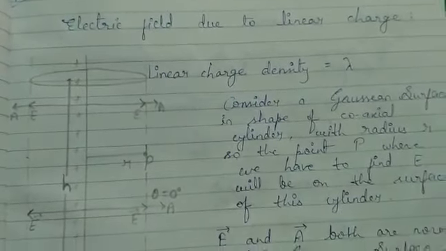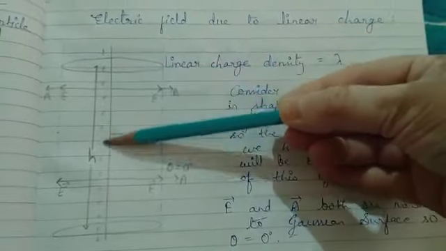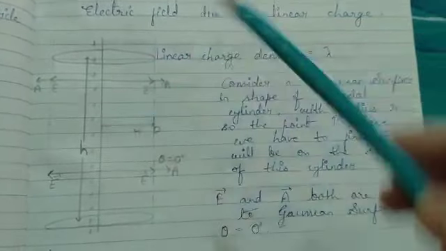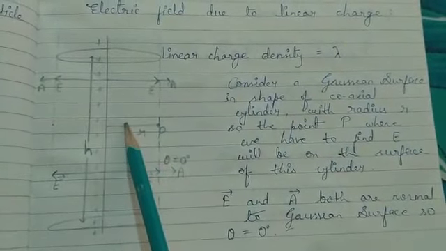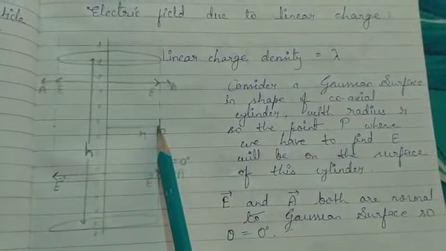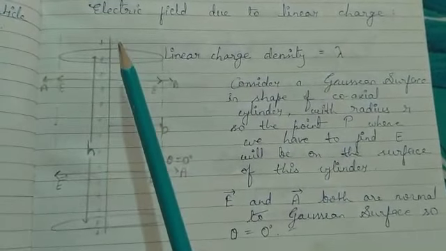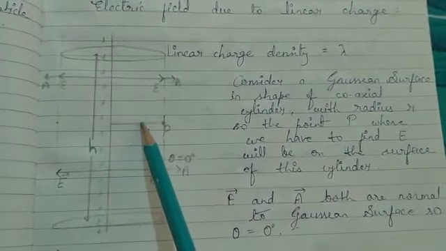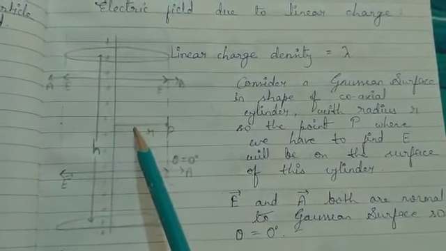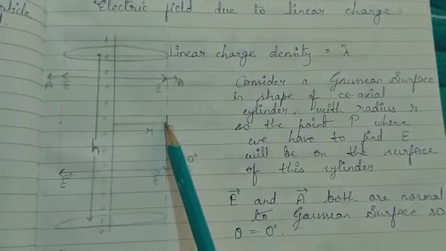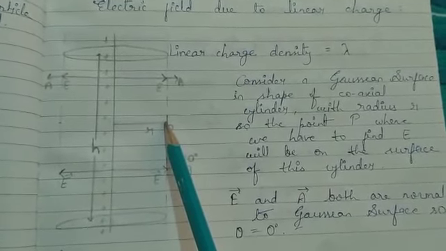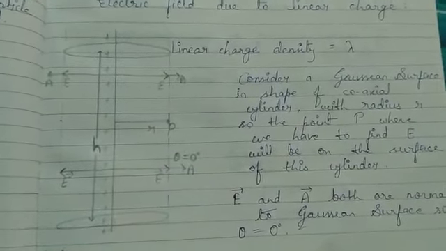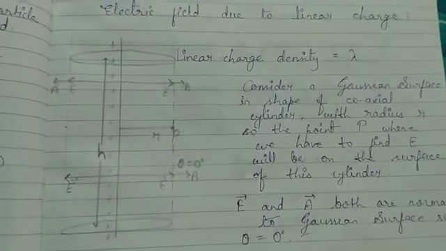Here you can see one linear charge is there, and at a perpendicular distance r from this linear charge, one point P is there, where we have to find the electric field due to this linear charge. So what is the first step?